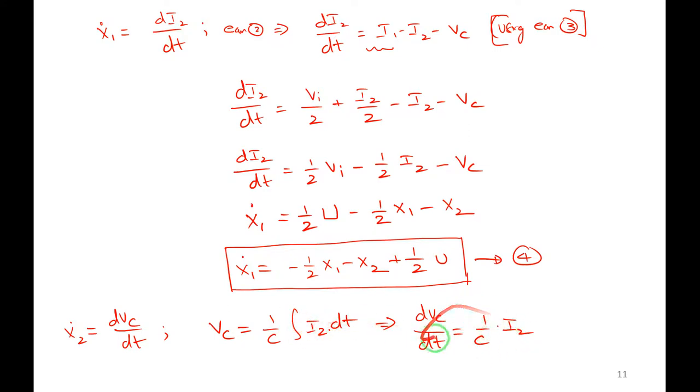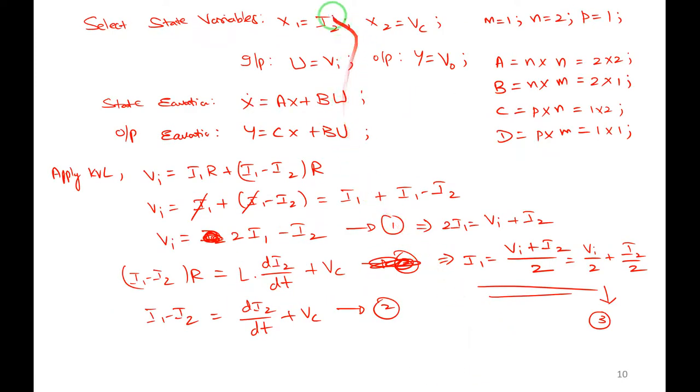So we will replace dVc by dt. What is dVc by dt? It is x2 dot. 1 by C as it is. What is I2? I2 is x1.